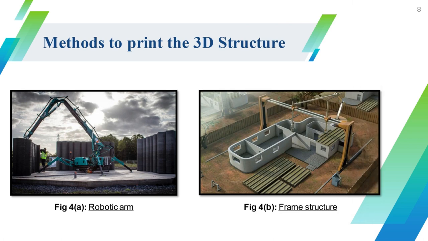Method to print the 3D structure. There are basically two methods to print a 3D structure. First is the robotic arm and second is the frame structure. In the robotic arm method, with the help of its arm, the robot prints the 3D structure. It requires less space to construct the 3D structure, whereas the frame structure method requires larger space than the item to be printed.